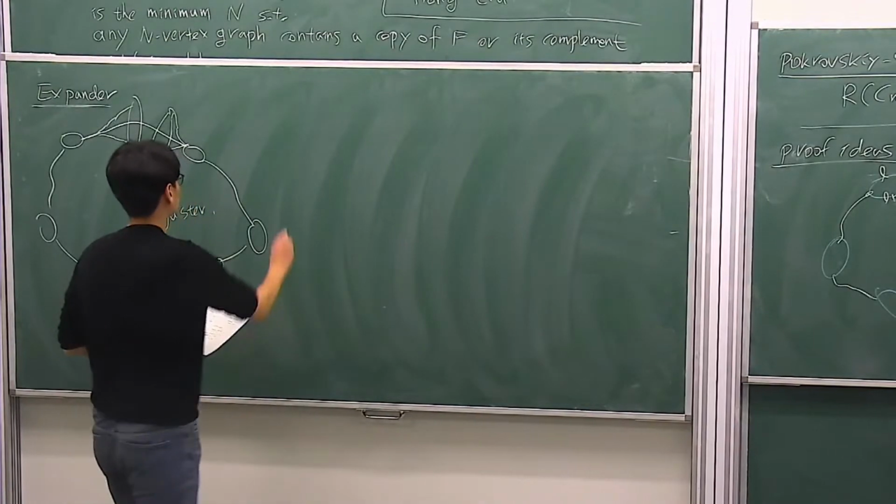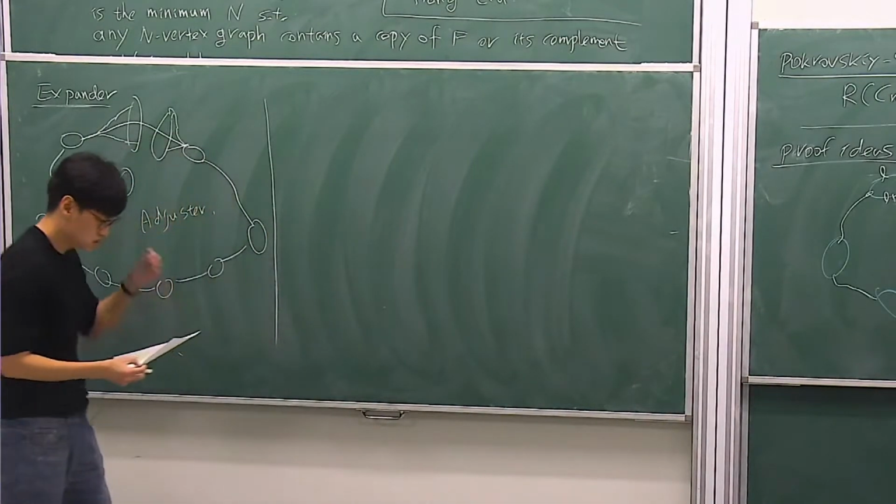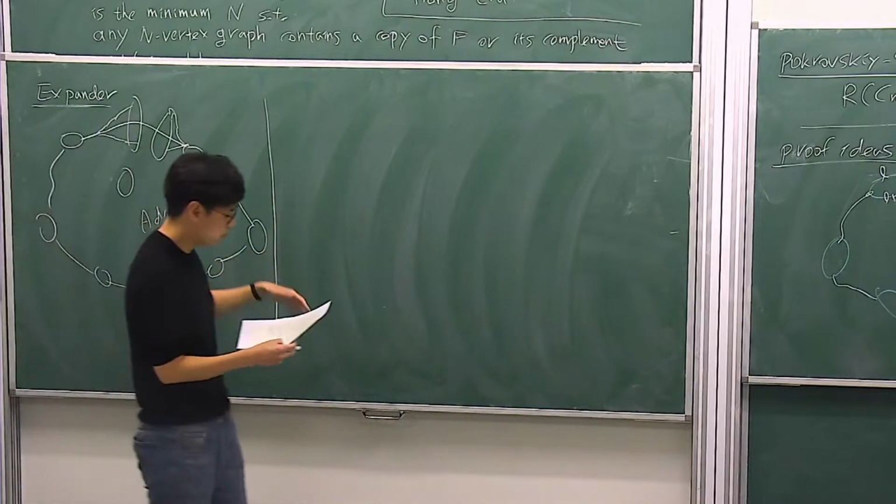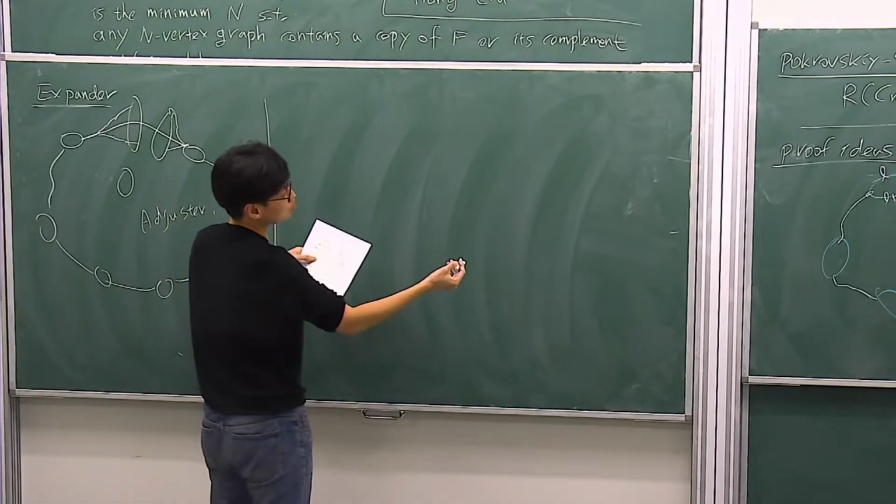Now what we can show is that we can actually find the expander. Because what we can do is, if the graph is not an expander, we want to take a subgraph which is an expander. But it must still have some good property, that its complement is H-free. That's kind of obvious, but we want a bit more.